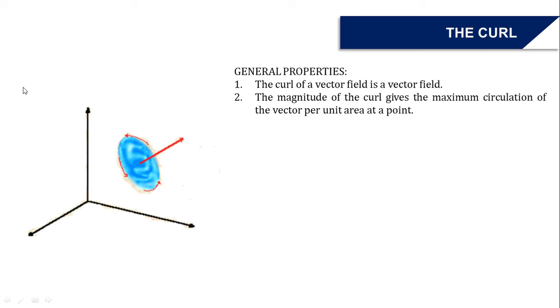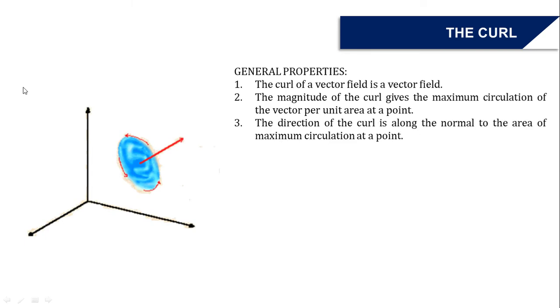Next, the magnitude of the curl gives the maximum circulation of the vector per unit area at a particular point. So pag pinahanap, determine the maximum circulation of the vector per unit area at this particular point, it refers to the magnitude of the curl. So ang gagawin niyo dyan is hanapin niyo muna yung curl and kukunin ninyo yung magnitude ng curl na yun. Okay? So yun yung maximum circulation ng particular vector per unit area.